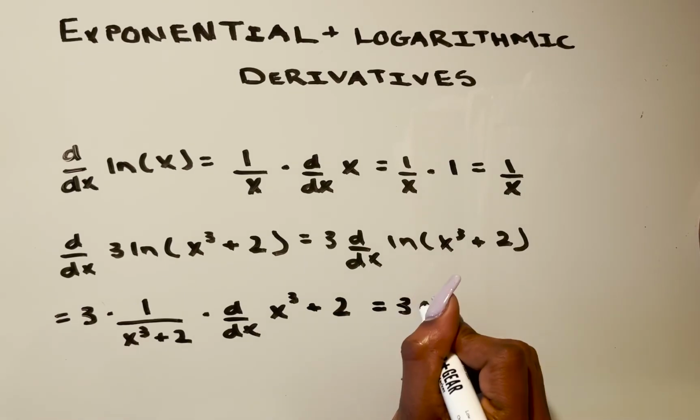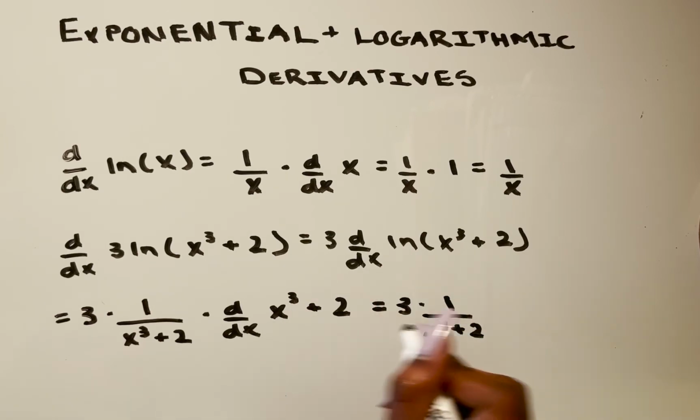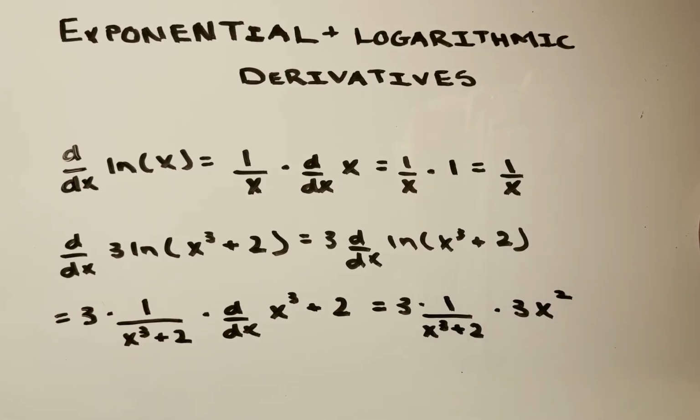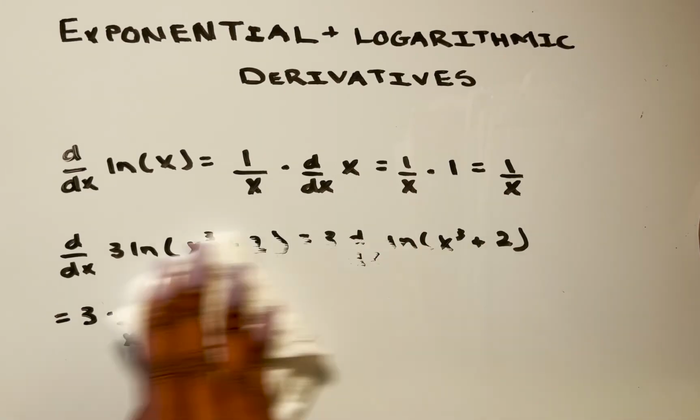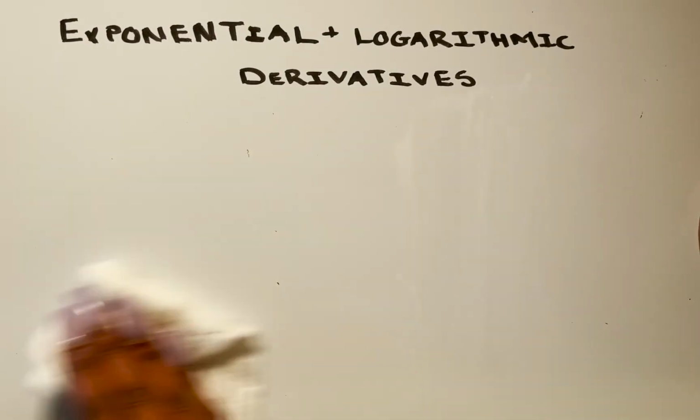This gives us 3 times 1 over x cubed plus 2 times the derivative of x cubed plus 2, which gives us 3x squared. And then we'll reduce this to get a final answer of 9x squared. And we did that by multiplying this 3, our original constant, times 3x squared. And then that's all over x cubed plus 2 in our denominator. So this is how you find the derivative of exponential and logarithmic functions. Super simple, super easy rules.